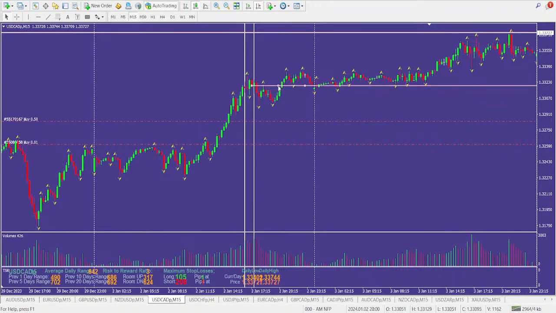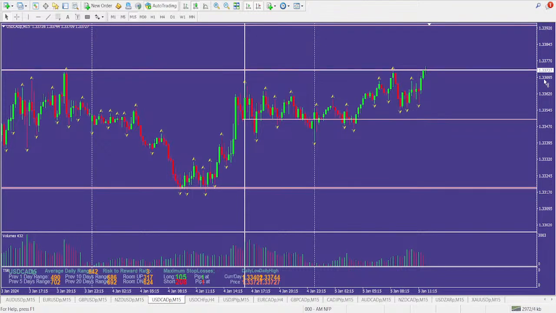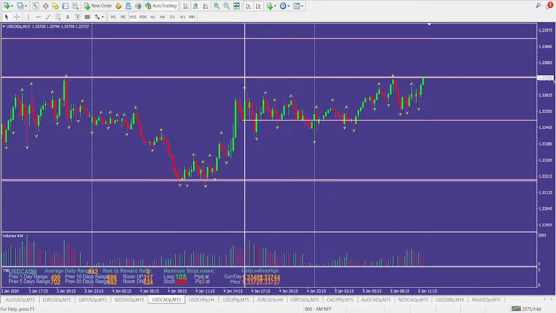Okay, so there and over here, which is pretty much the same level. Okay. So obviously what we can see over here on USDCAD is got price testing the supply level over there.